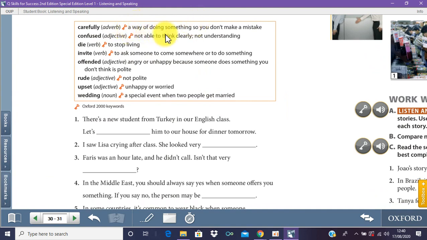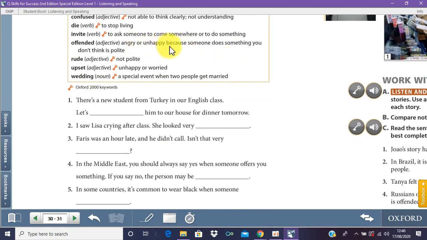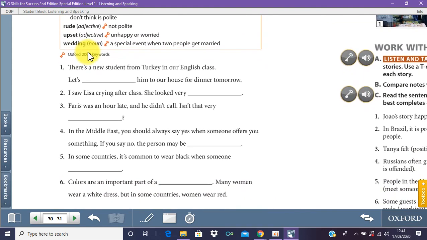Carefully, a way of doing something so you don't make a mistake. Confused. Confused is not able to think clearly, not understanding. Die, to stop living. Invite, to ask someone to come somewhere or to do something. Offended, angry or unhappy because someone does something you don't think is polite. Rude, not polite. Okay, polite means nice, caring. Upset, unhappy or worried. And wedding, a special event when two people get married. Okay, in Saudi Arabia, there are always weddings, so you definitely know what weddings means.